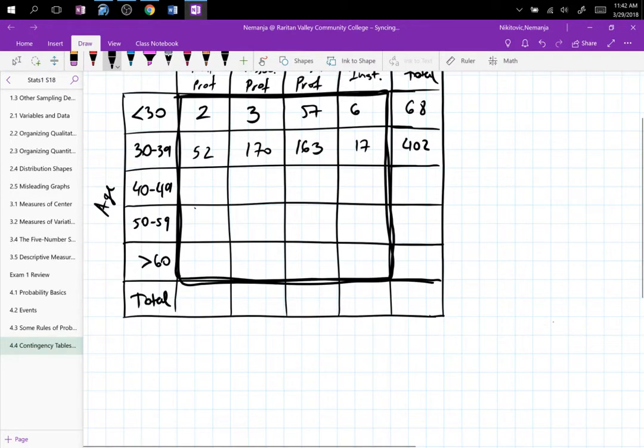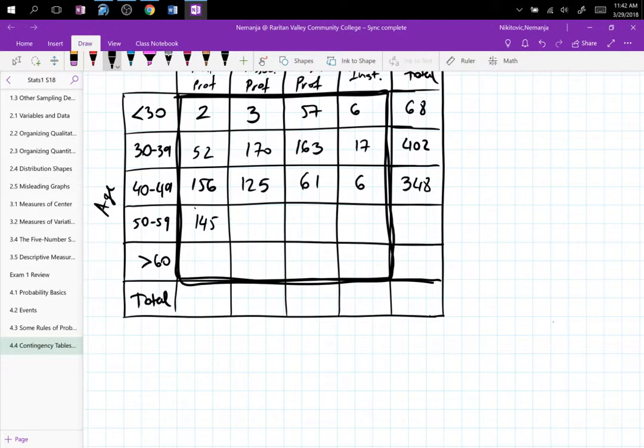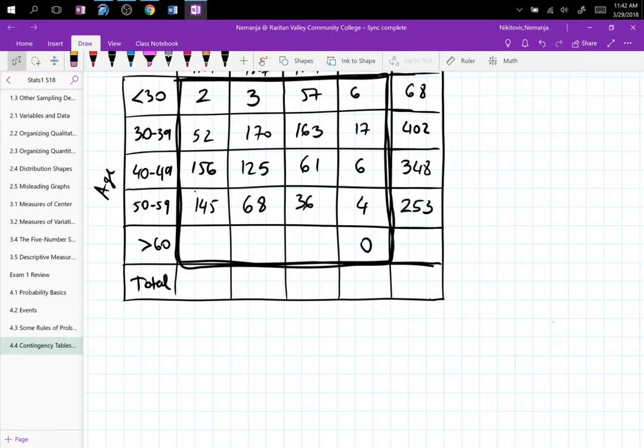We have 156, 125, 61, 6 for a total of 348. Then 145, 68, 36, and 4, for the total of 253. And then we have 75, 15, 30 for the total of 93.